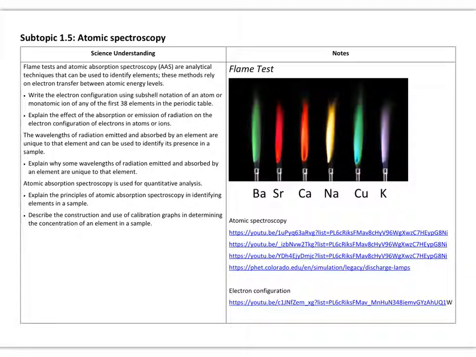So what do we need to know? We need to know about flame tests and how they link into this, and I'll talk about that in a sec. You need to be able to write the electron configuration using subshell notation of an atom or monatomic ion of any of the first 38 elements in the periodic table. I'm actually assuming that you can do that. We've covered that in year 11.